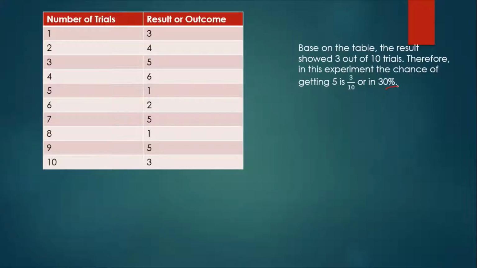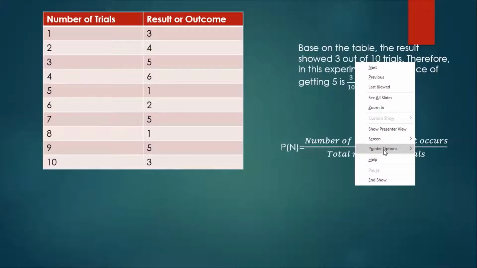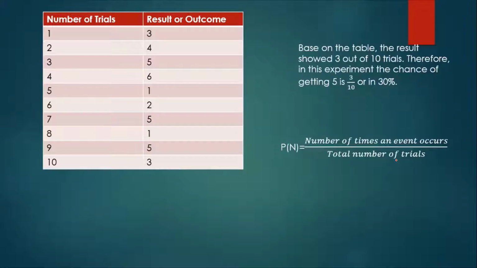How do I get this 30%? All you have to do is follow this formula. And what is that formula? Probability is equal to the number of times an event occurs divided by the total number of trials. Let's find out how we got this 30%. So P is equal to the number of events that occur divided by the total number of trials. We have here how many 5s occur in our experiment: 3, and the total number of trials is 10. So that's why we have 3 over 10.